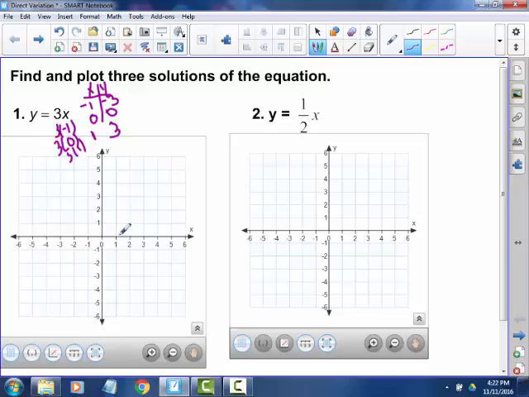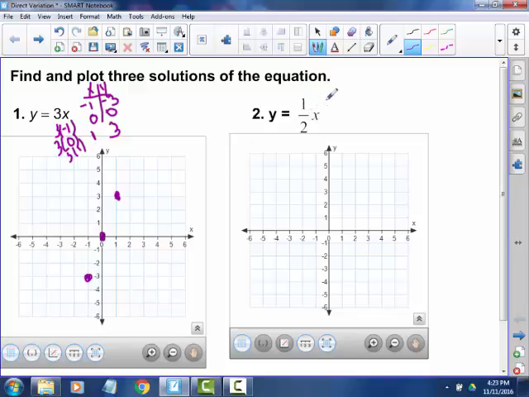And then it says to plot them, so that means put them on the graph. So negative 1, negative 3. So to the left 1, down 1, 2, 3. 0, 0. Okay, that's our origin. And 1, and then up 3. Okay, so we found and plotted three solutions of the equation.